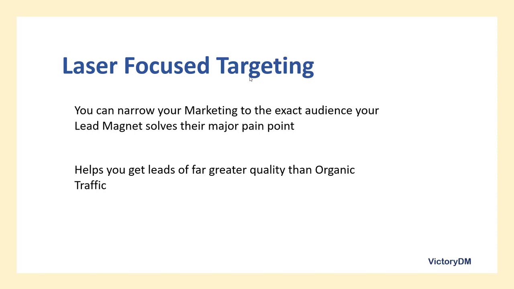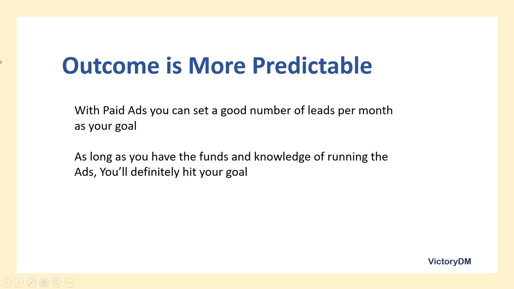In fact, if you check the people in your niche, right, check the majority of them getting massive results, you discover that they also use paid ads, right? Your outcome is more predictable. With paid ads, you can set a goal and say, I want 5,000 leads this month. And once you set your campaign properly and you have the necessary funds for it, you can easily achieve that goal, right? It's very hard with organic traffic.